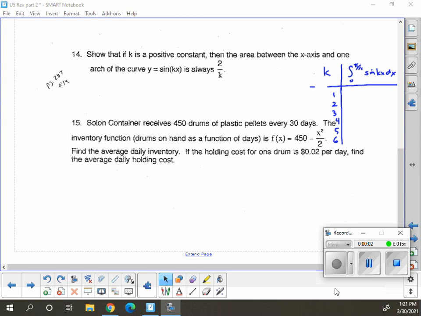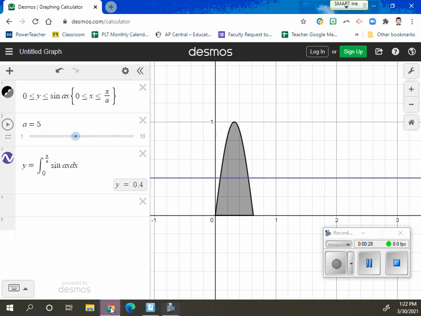All right, I'm going to attempt to explain number 14, which asks us to show that if k is a positive constant, the area between the x-axis and one arch of the curve y equals the sine of kx is always 2 over k. So what in the world are we talking about? The area between the x-axis and one arch of the curve y equals sine of kx. I'm going to first start by looking at Desmos.